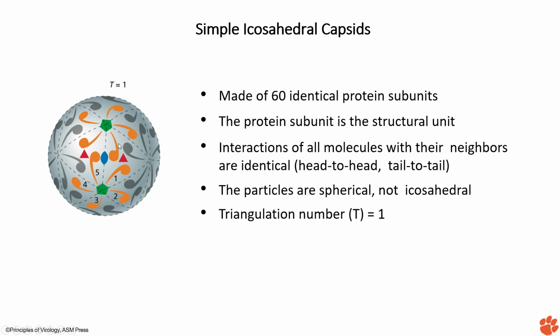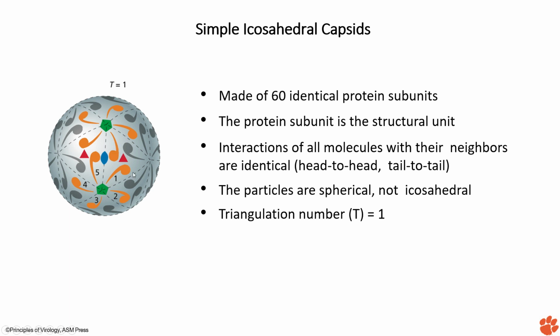So what happens if you have T equal to 1, that will make you 60 of these subunits. 60, if you multiply it by the T number, the triangulation number, which is 1. 60 multiplied by 1, this is 60 subunits. And we're going to explain what it would mean.